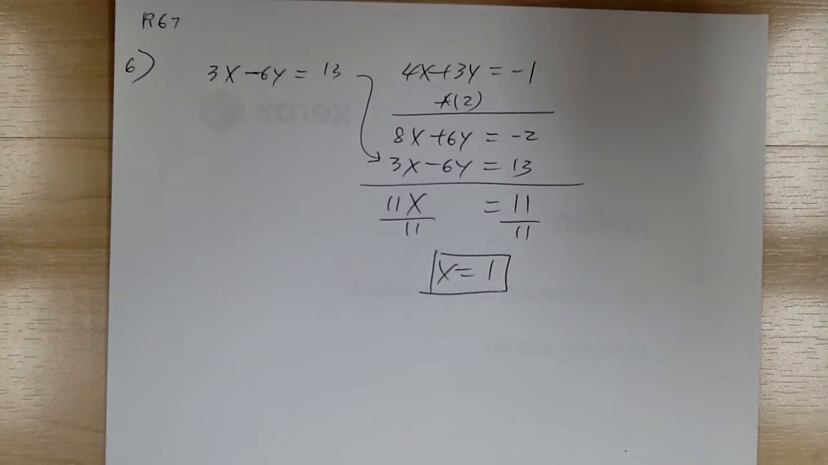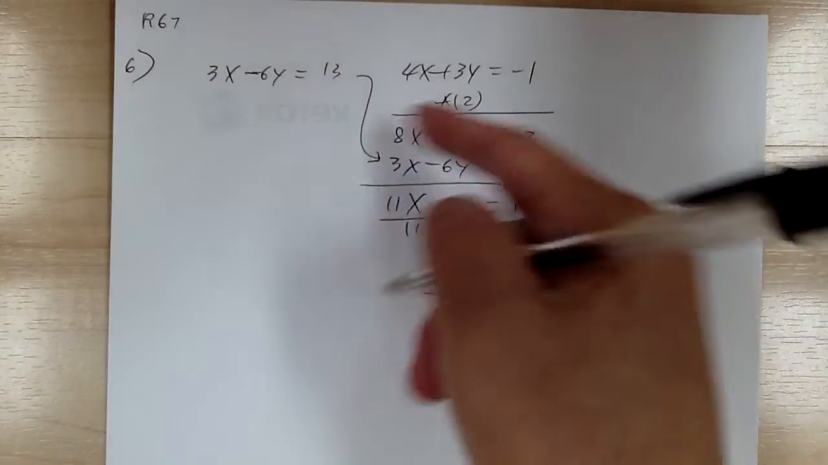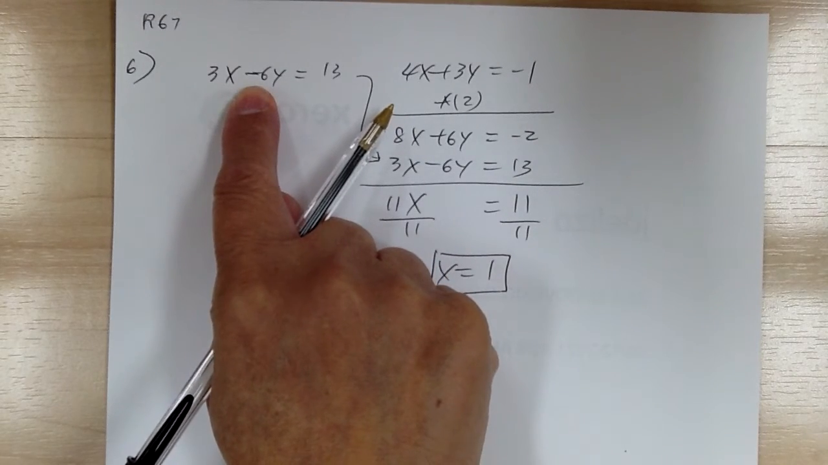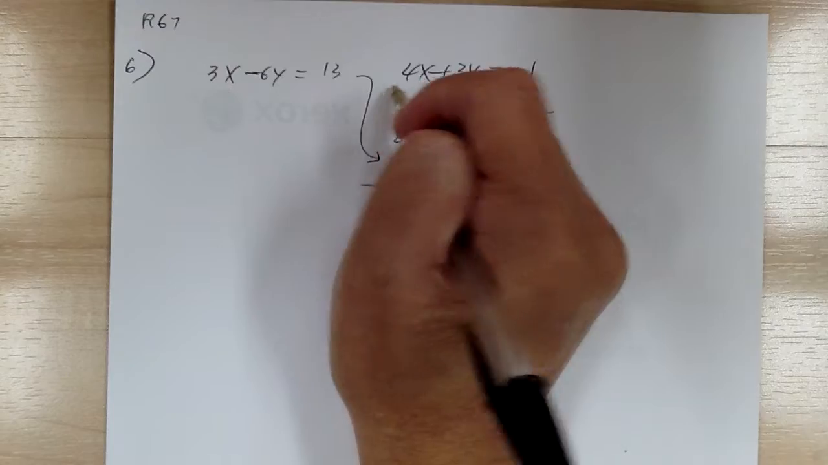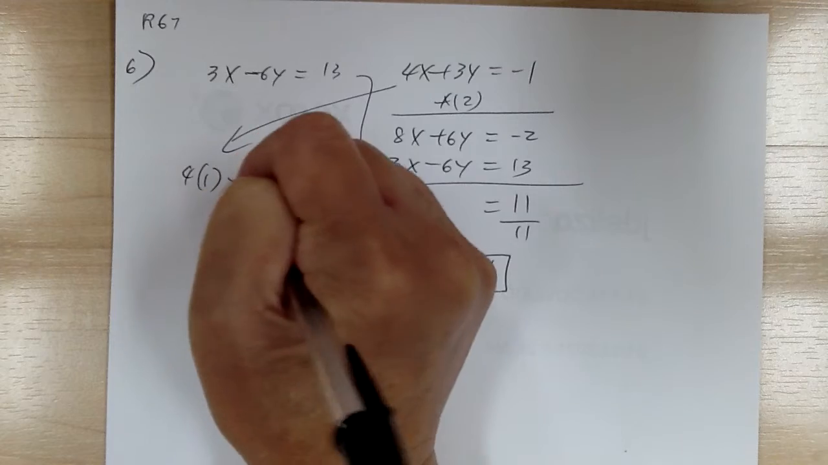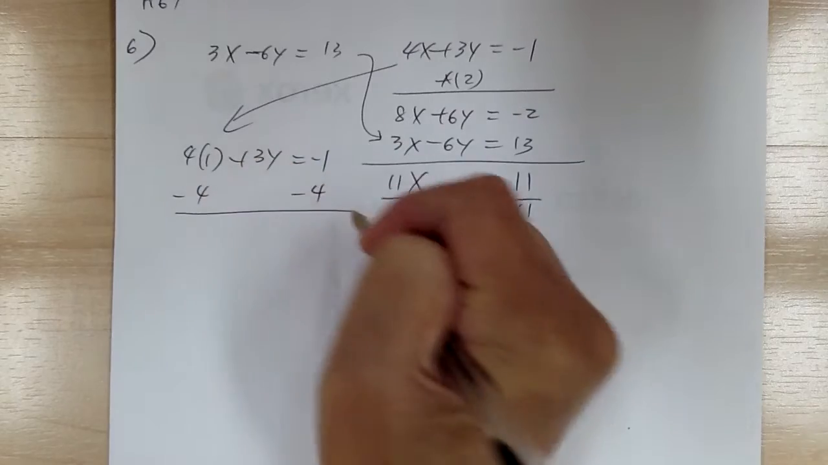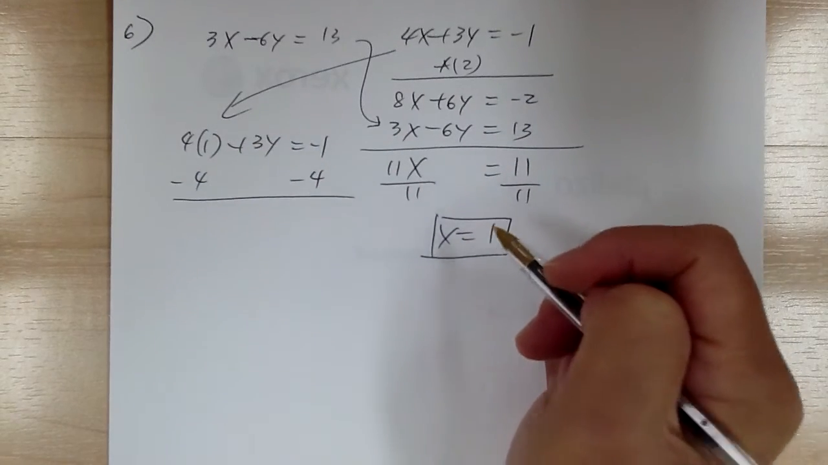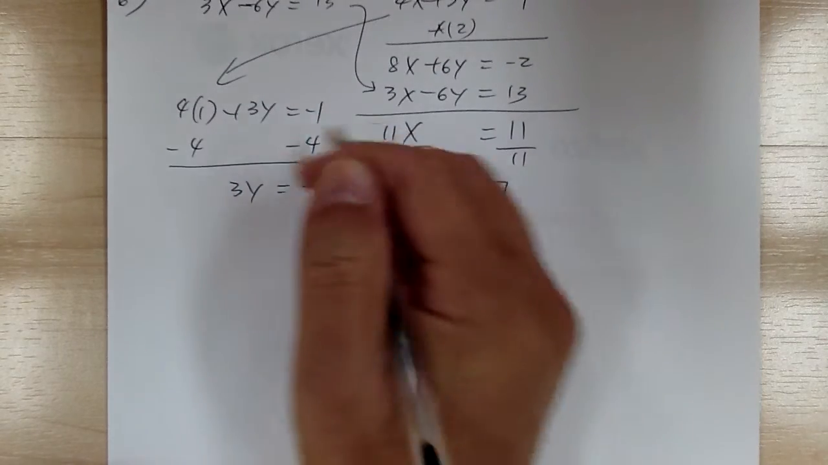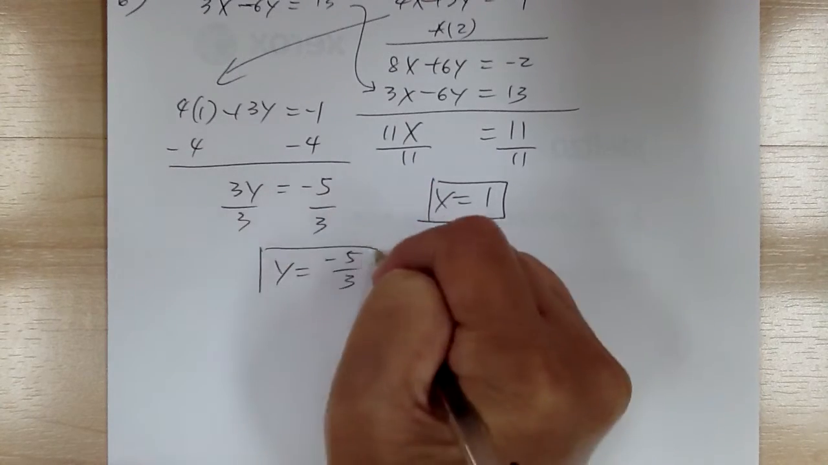And once I find x equal to 1, I can use any one of these equations. So it doesn't matter which one you use. Personally, I don't like the subtraction. Subtraction is easy to make a mistake. So I'm going to use this one instead, right over here. Okay. So I got 4 times 1 plus 3y equal to negative 1. So minus 4 on both sides. So I get 3y equal to negative 5. Divide by 3, divide by 3. So y equal to negative 5 over 3.